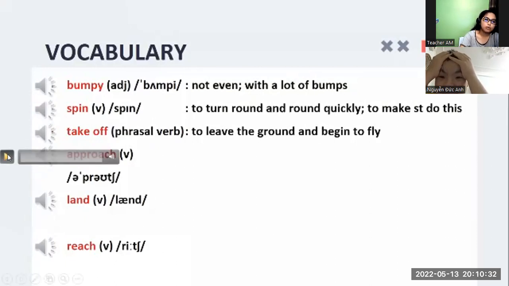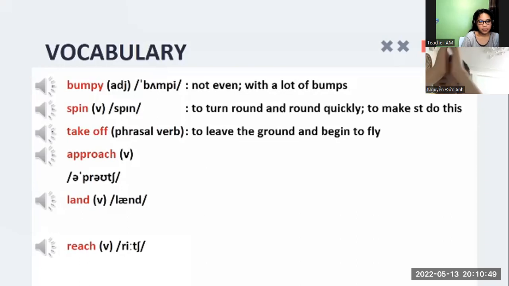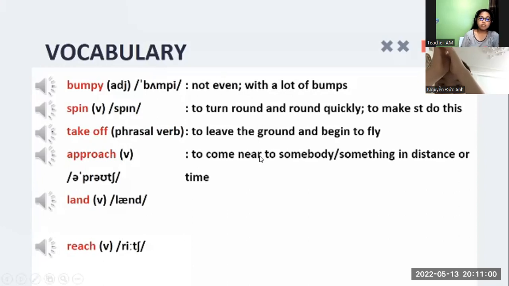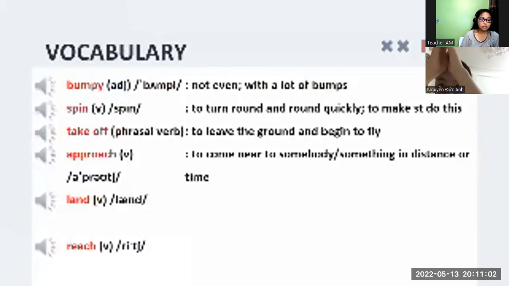Next, we have approach. Okay, what does it mean by the word approach? Do you know the meaning of approach? What's the meaning of approach? I don't know it. Okay, approach means to come near to somebody or something in distance or time.